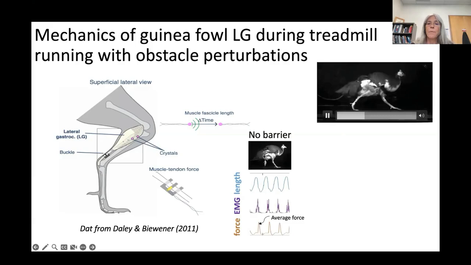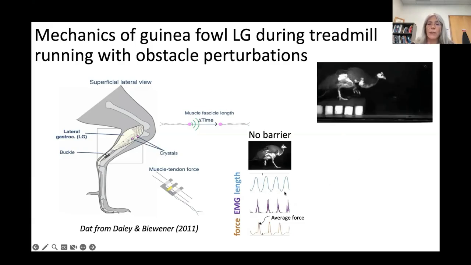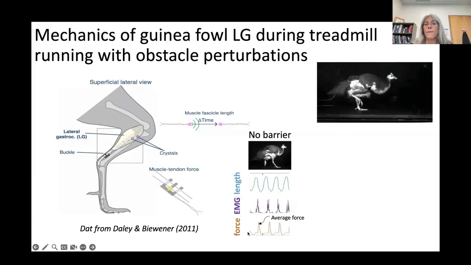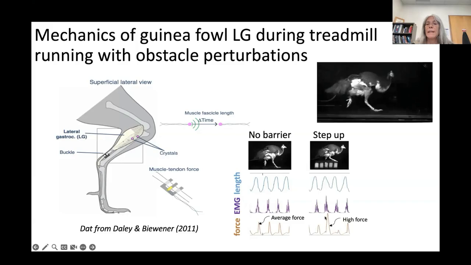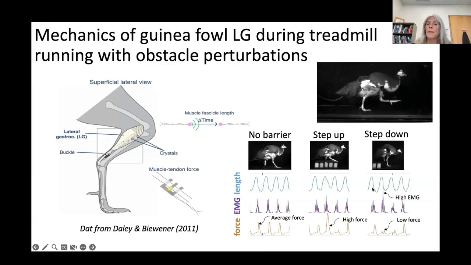So we have 3 different types of strides that the birds exhibit. The first one is when they're running on the level surface of the treadmill, and you can see that the muscle length, the EMG, and the forces are very similar from stride to stride. One extension-retraction cycle looks very much like the next. When the instrumented leg steps up onto the obstacle, though, we can have higher EMG, higher forces, as well as a perturbed strain trajectory that looks really different from the others. And when the instrumented leg is the one that steps down from the obstacle, we can have much higher EMG, but it's often accompanied by much lower forces.